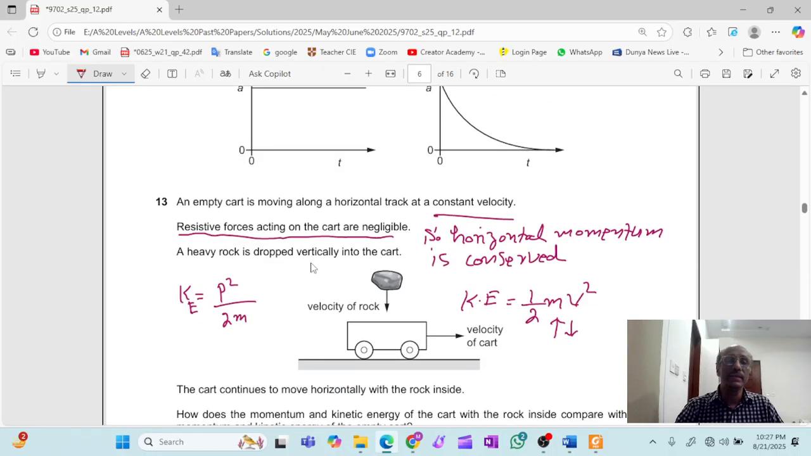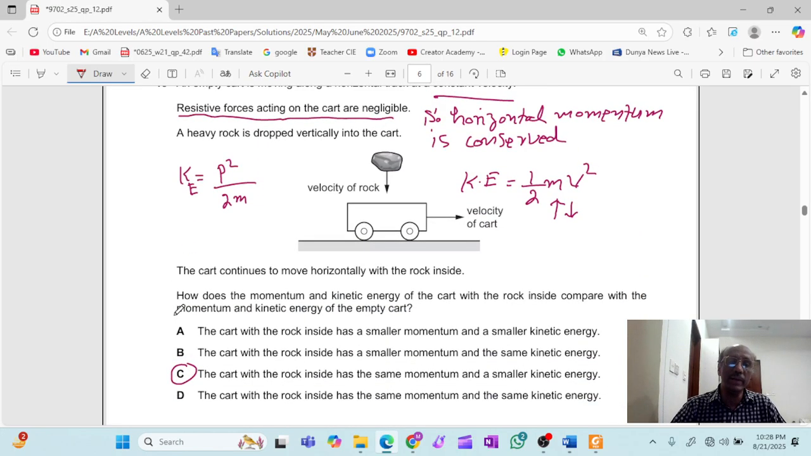Question number 13. An empty cart is moving along a horizontal track at a constant velocity, so the resultant force will be 0. Resistive forces on the cart are negligible. A heavy rock is dropped vertically into the cart. So he is asking how the momentum and the kinetic energy of the cart with the rock inside compare with the momentum and kinetic energy of the empty cart. Now the horizontal momentum is conserved. There is no change in the horizontal momentum.